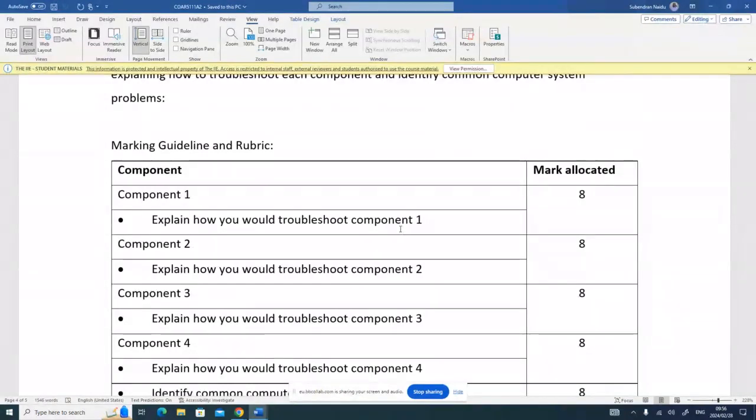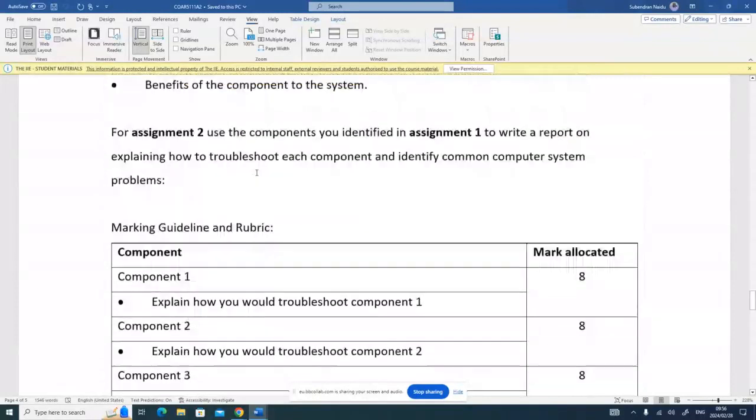unexpectedly. The computer does not want to switch on. The computer switches off for no reason. Any of the other concerns that you might come across. And then you would also describe how to fix that problem.